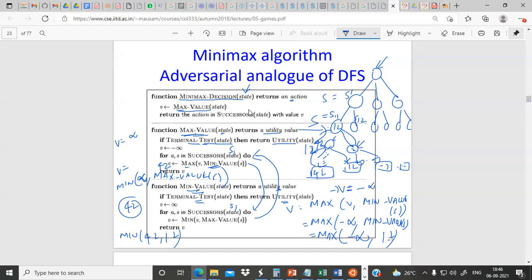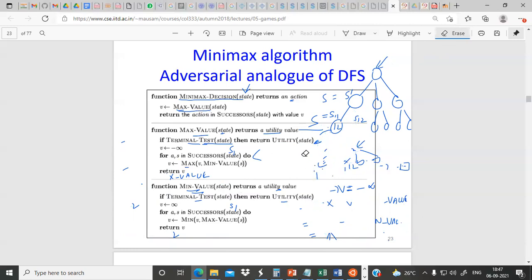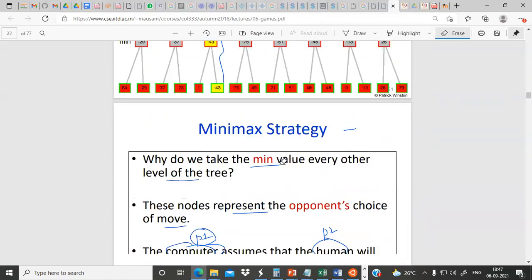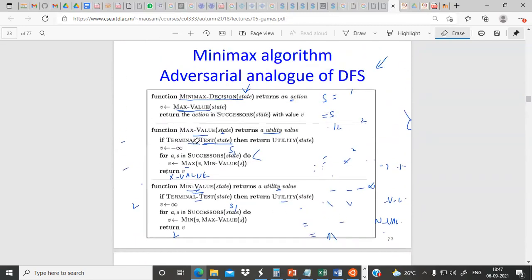So like that, the max calls the min, and the min calls the max. It goes on until it reaches the leaf node, and finally whatever the algorithm and steps we have discussed previously will be done by this code. So that's what it does. Further you can explore this algorithm by yourself. I have given a glimpse of the working procedure.